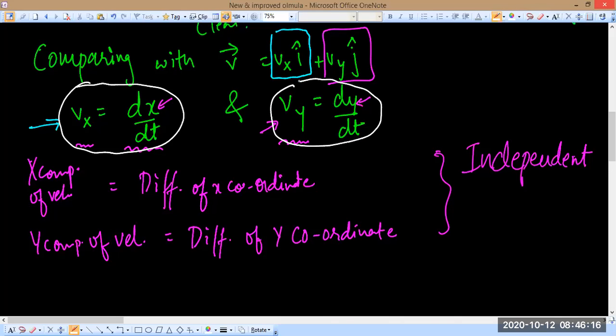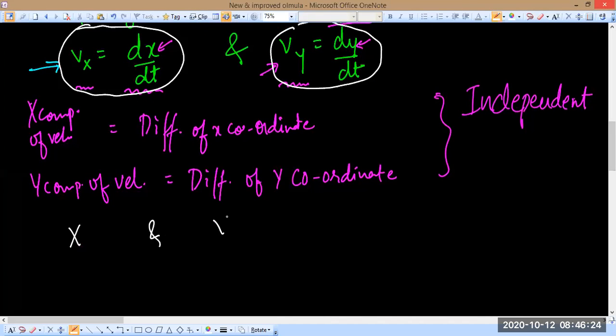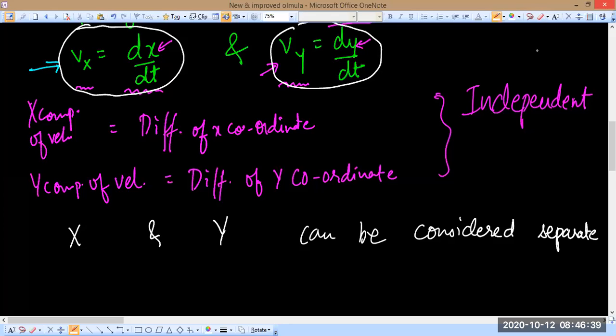Right? So what this means is x and y axes can be considered separate. Can be considered separate, right?